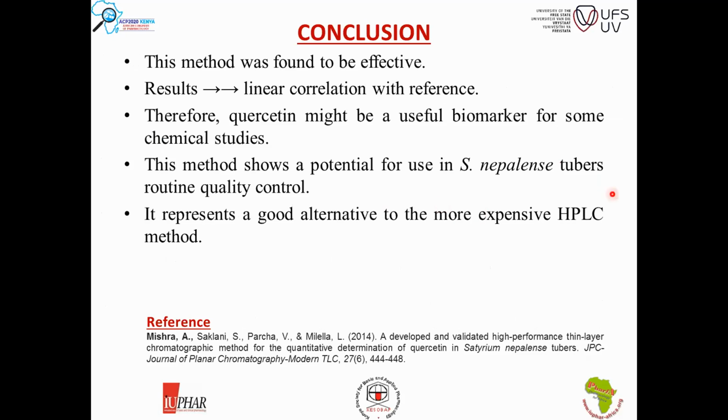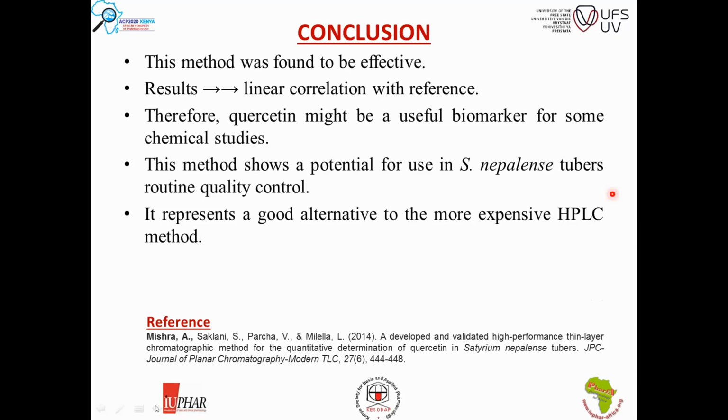Now, conclusion. The method used in this work resulted in good peak shape and enabled good resolution of quercetin from other constituents of the plant material. The accuracy and reproducibility of the method were established in terms of recovery experiment, and the mean recovery, that is 99.81%, was close to 100%, which evidenced the accuracy of this method. Hence, it is proved to be a simple, reliable, economic, precise, and rapid method for the identification and quantification of this flavonoid in Asterium nipponense tubers.